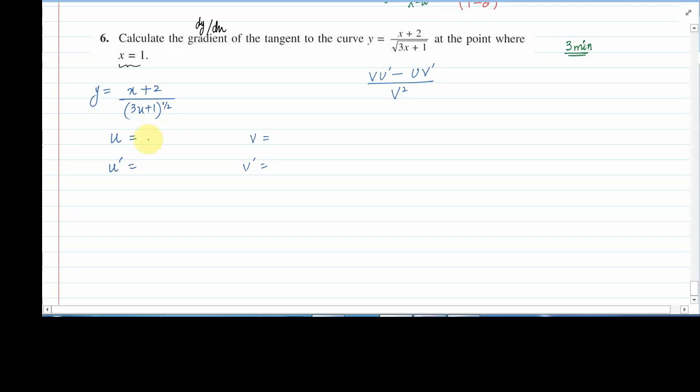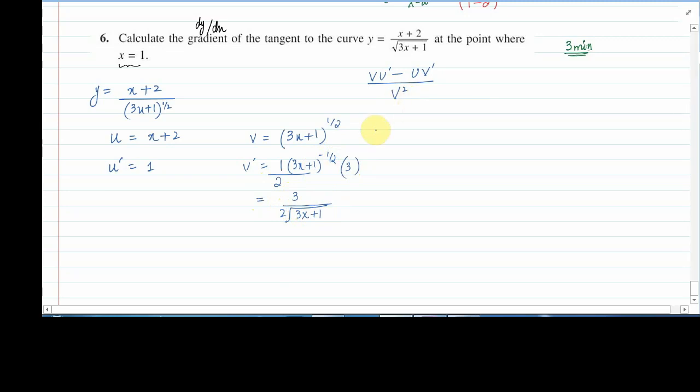Alright, so u is x plus 2 and v is 3x plus 1 with the power of 1 upon 2. U dash is 1 and v dash is, first we need to write down the power, then subtract 1 from the power, and then differentiate the function which has power, so that will be 3. So that will be equals to 3 divided by 2 under root 3x plus 1, right?